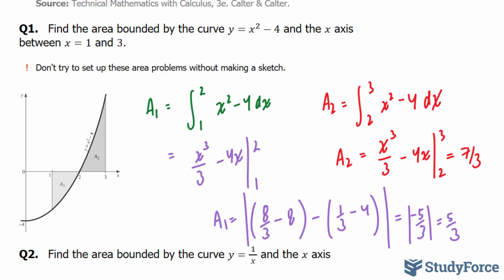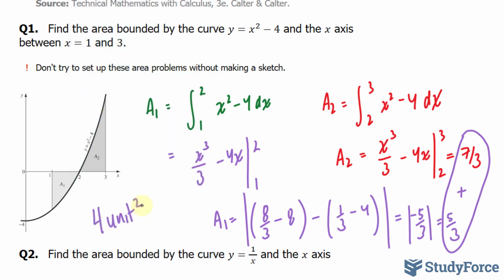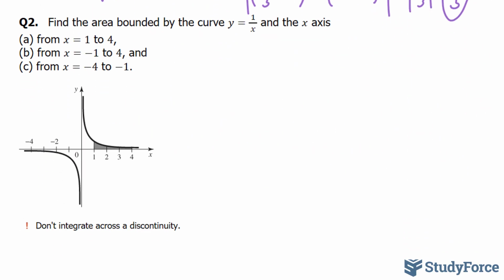Like I mentioned earlier, I'll now add this and this together, where we get plus 5 over 3, and the area for this is equal to 4 units squared. Moving on to question 2, we're expected to find the area bounded by the curve y is equal to 1 over x and the x-axis for the following 3, a, b, and c.